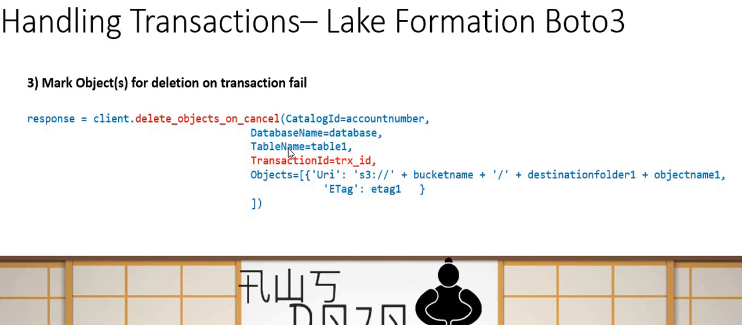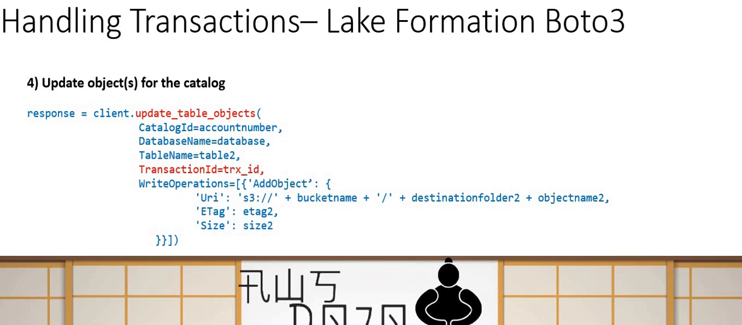This is my table name at the target. This is my database name at the target. This is my account number, and here I pass my transaction ID. So remember, I started a transaction and fetched a transaction ID. I'm simply passing the transaction ID. So now I'm saying that under this transaction, if this transaction fails, then the object should be deleted. It has been written in step number 2. In step number 2, I have written my data, but if my transaction at any point of time from here onwards fails, simply delete this particular object.